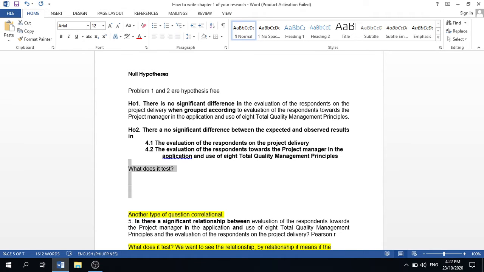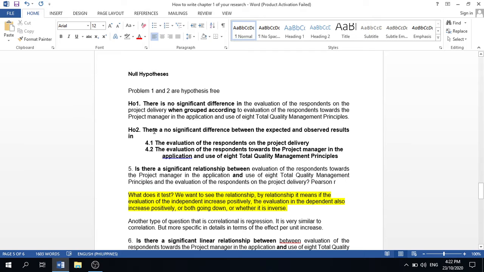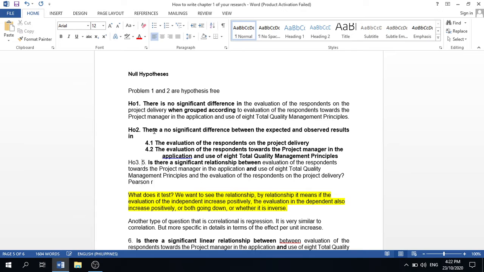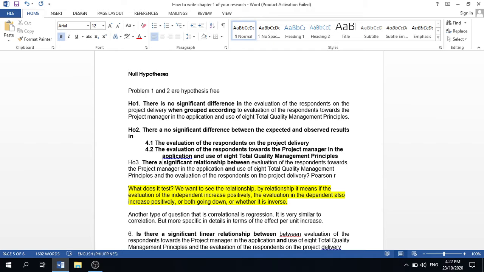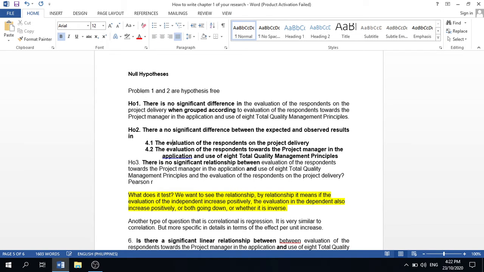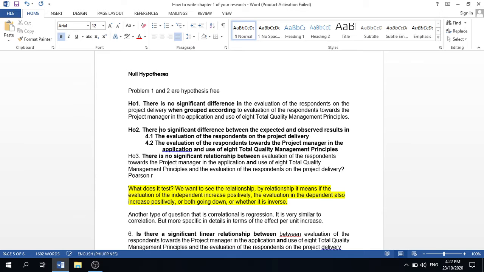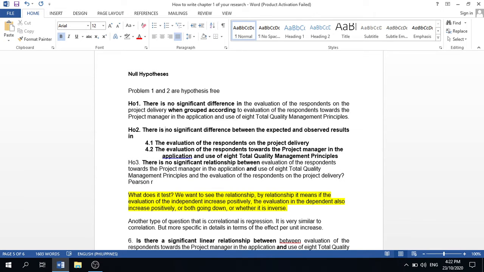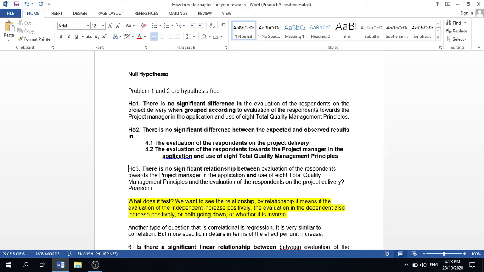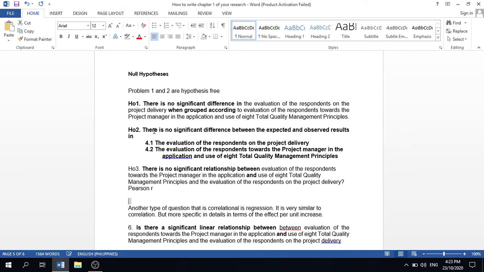And next is correlation. Same thing, HO3. Remove the question and state: there is no significant relationship. So that is our null number 3.